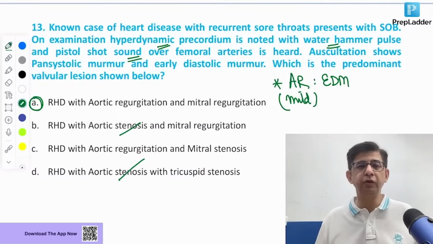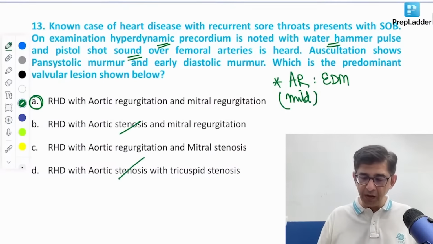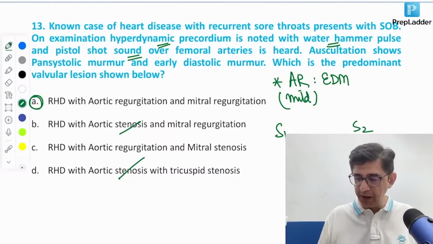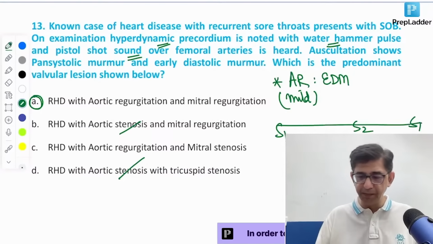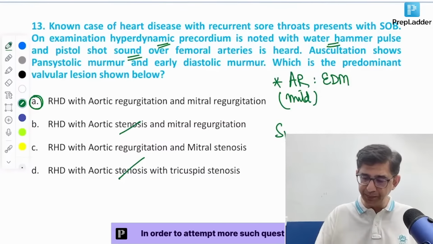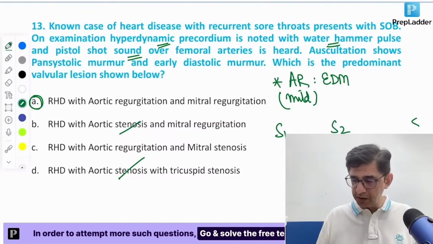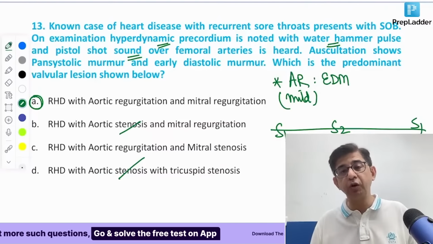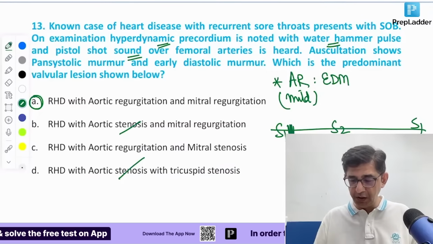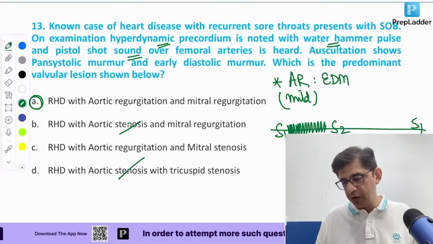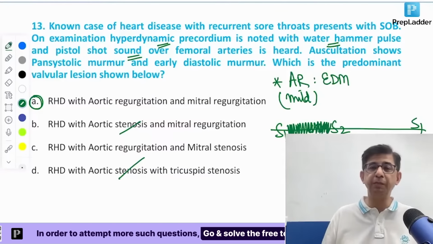All you had to do in this question was identify the word pan-systolic murmur. Pan-systolic, I'll give a diagrammatic representation, would be like this. This is S1, this is S2, that is S1. Systole is always shorter than diastole, and you will have a murmur all through the duration of systole. This one is called a pan-systolic murmur.